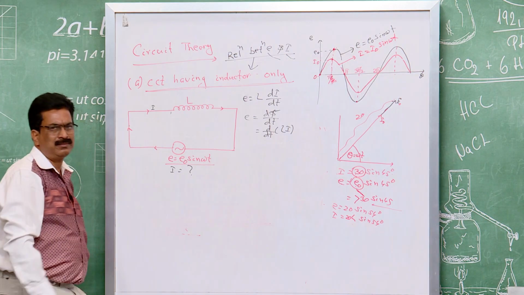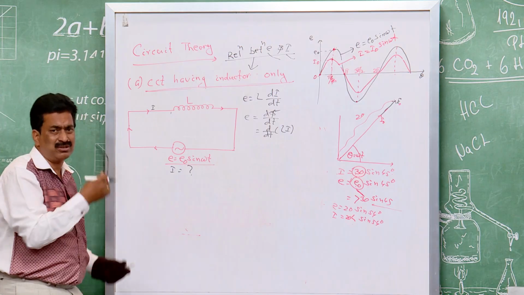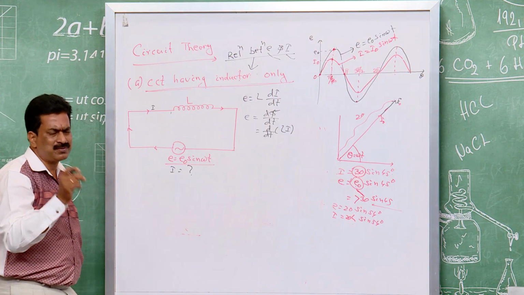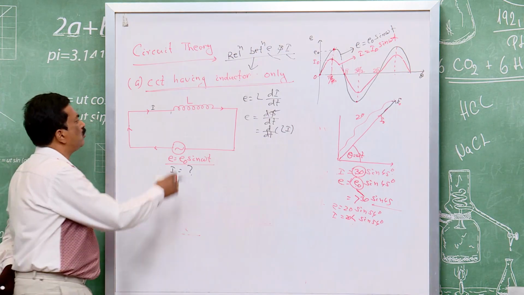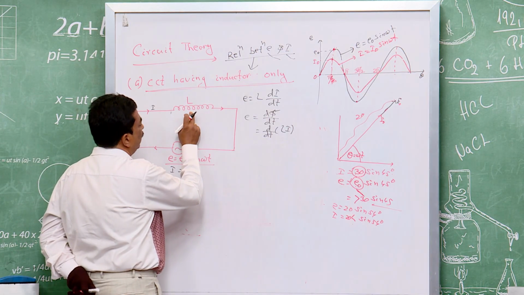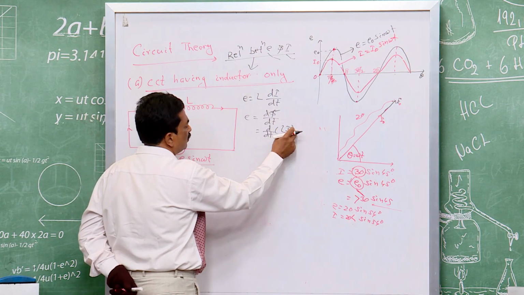So, the question will come, sir, why you have written phi is equals to Li, not phi is equals to Mi? The M stands for the mutual case and the L stands for the self case. Though a single coil being taken, that will give you the self inductance. So, this phi is equals to Li.